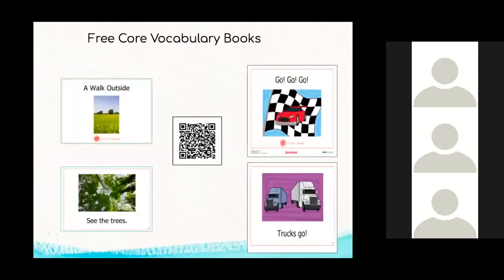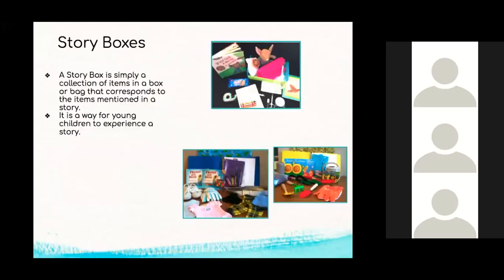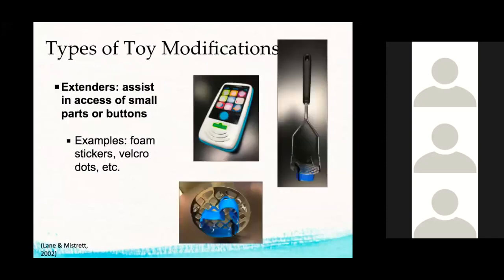Adding some core words to your books, and there are lots of free books that really target core words. Numeracy. I love when we take a book and add pictures, and then put Velcro on those pictures so that they can attach them to the places in the book where they might find those pictures. That's another way to make books more engaging. Here are examples of some story boxes or story bags.